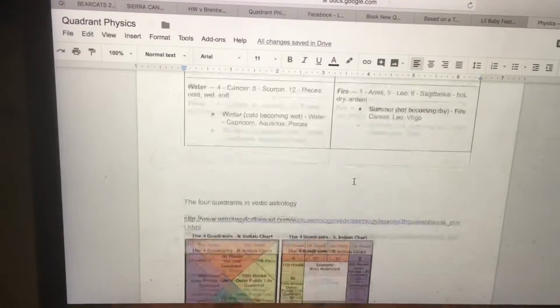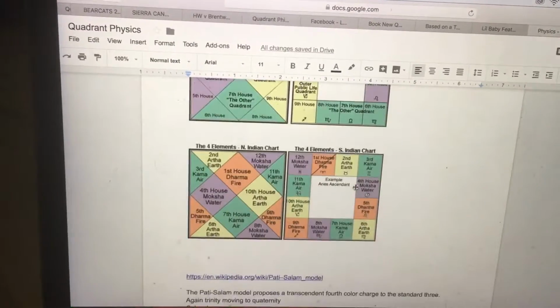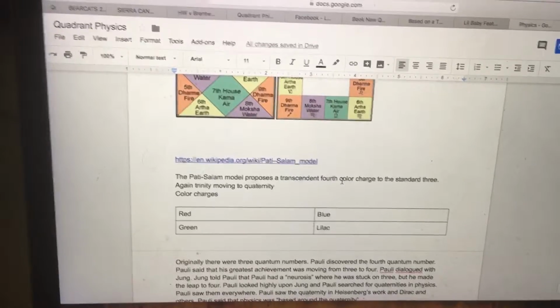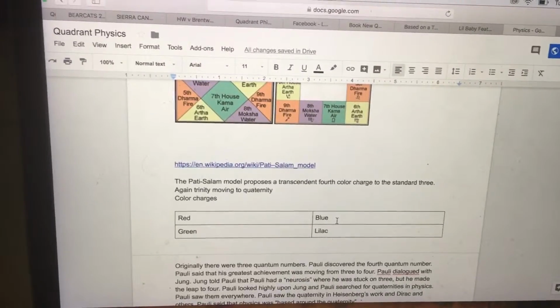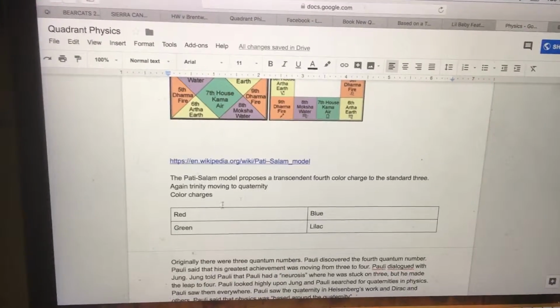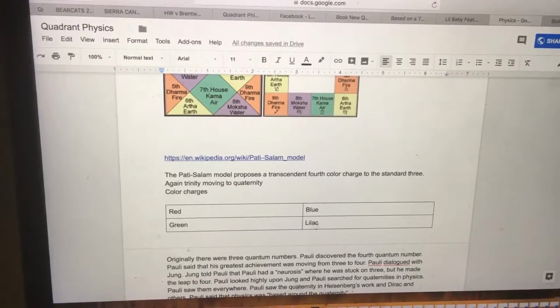Astrology employs the 4 elements. There are 4 quadrants in Vedic astrology. The Patty-Salem model proposes a transcendent 4th color charge to the standard 3. Again, we're seeing the trinity moving to the quaternity: red, green, and blue. And then this new model adds lilac.